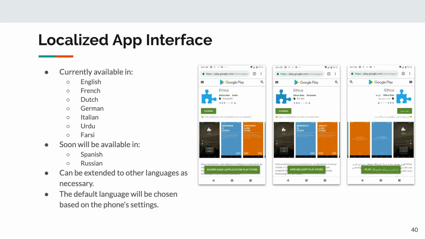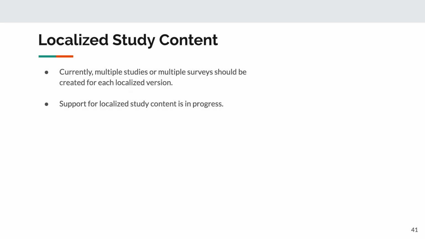The app's interface is available, I think, in 7 languages. We are adding these 2 within the next 3 or 4 months. But we can extend to other languages as necessary. So if it's necessary to have a different localized interface, we can do that as well. I think there are 3 interfaces here. Some of them, like Urdu and Farsi, are more challenging because the interface is actually right to left, so everything has to be mirrored when it's presented. But that's taken care of.